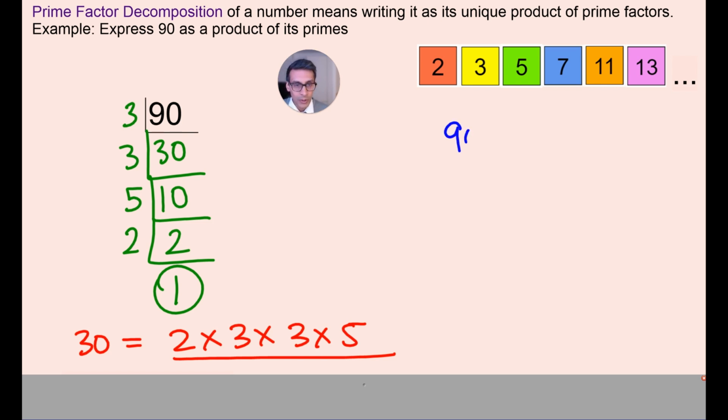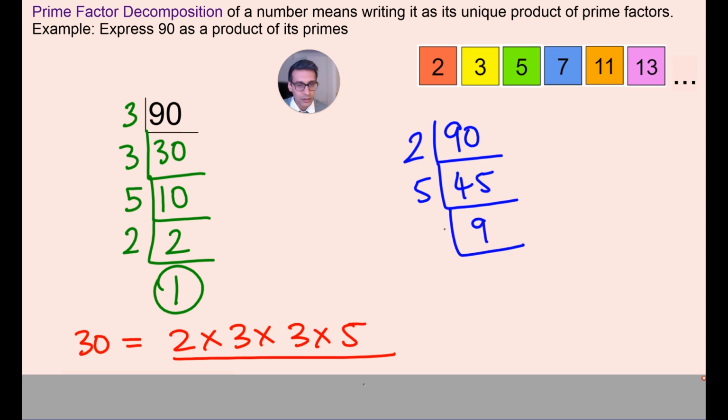I could have done the following. I could have divided it by 2 first to get 45. Could have divided that by 5 to get 9. 3 divided by 3 again, and I get 1. So I still get 3, 3, 5 and 2, same answer, and I stop when I get to the 1.